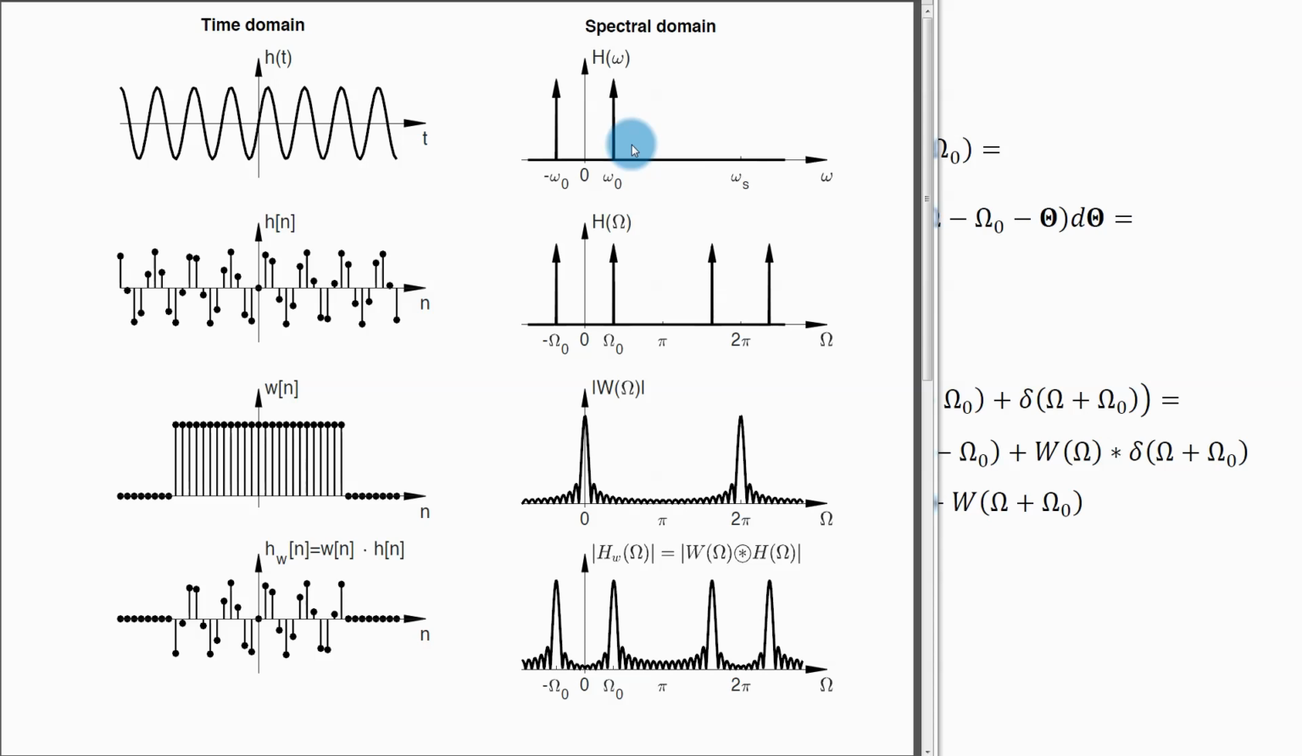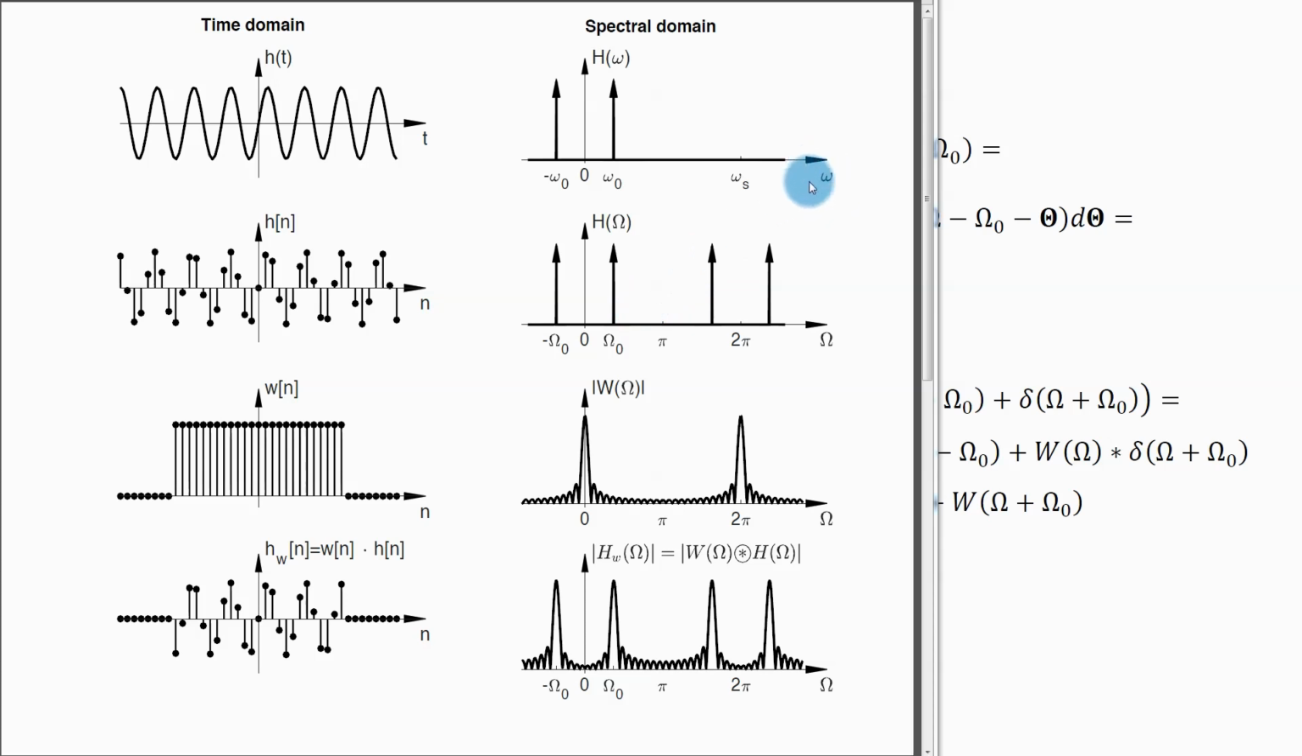Okay, but when you record your signal, it is not going to be time continuous. When you record a signal, you have to sample it. So, what happens when you sample this signal? Well, you get this. This is a sampled sine. Now, what happens in the spectral domain when I sample my signal? Well, in this case, not much.